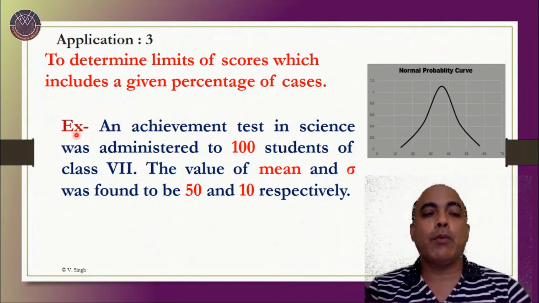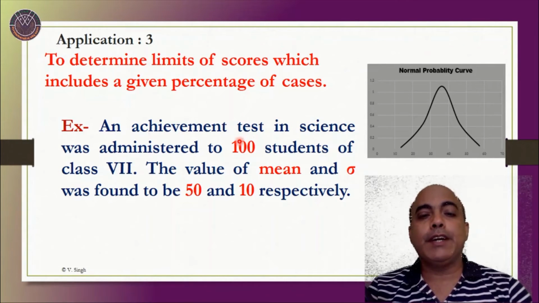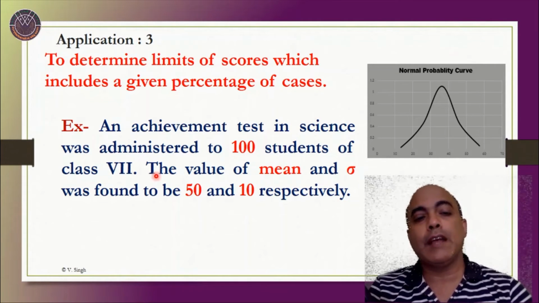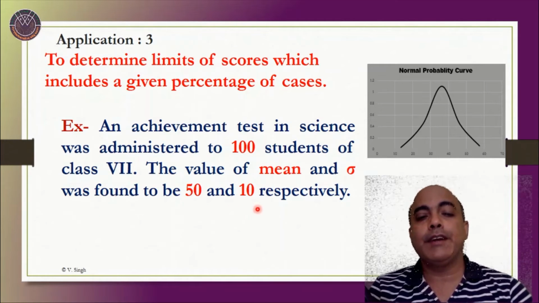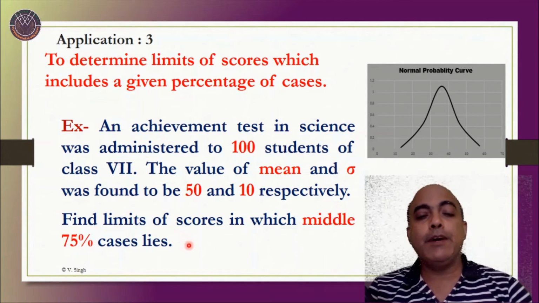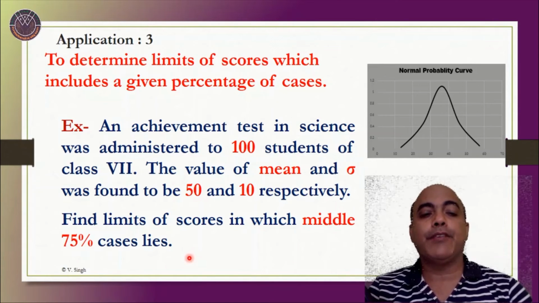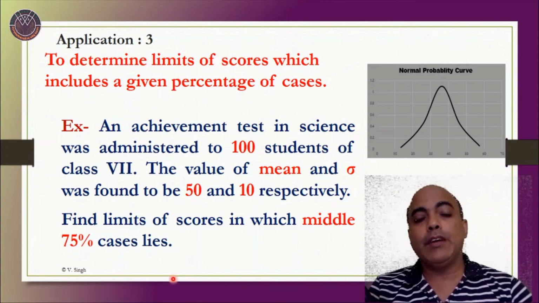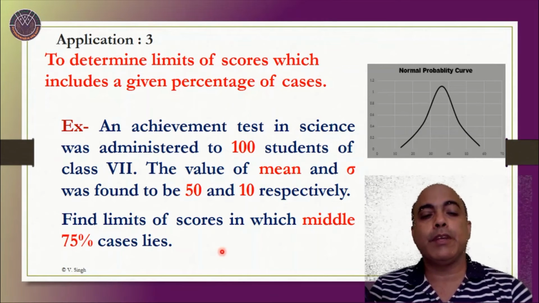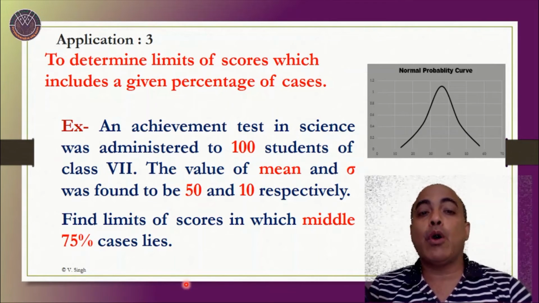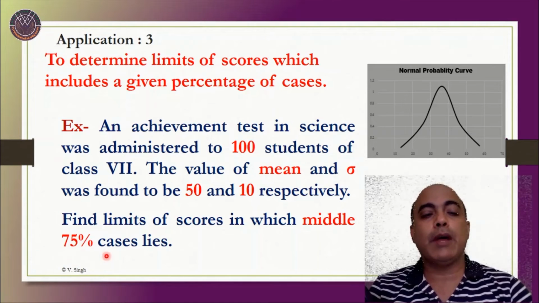Here is one problem. An achievement test in science was administered to 100 students of class 7. The value of mean and sigma was found to be 50 and 10 respectively. Find limits of score in which middle 75% cases lie. So here we have got a particular percentage given, and we have to determine the scores within which this particular percentage of cases lies. So we have to get the raw score within which the 75% cases lie.